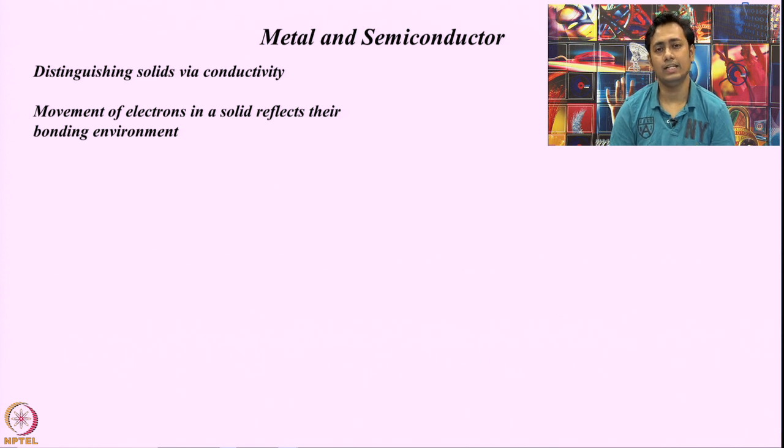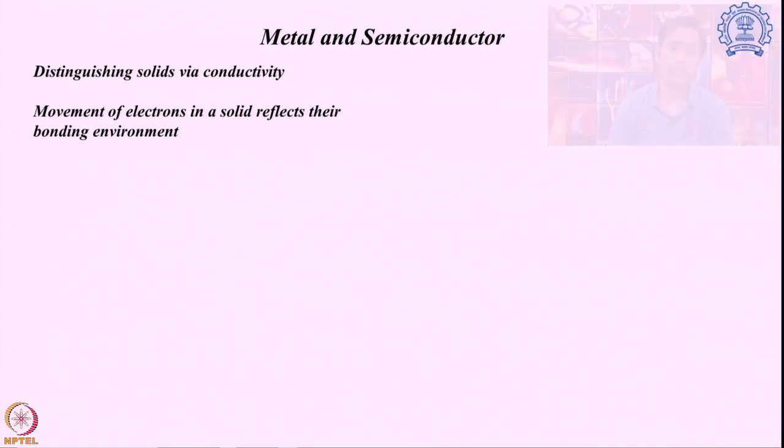So what is electrical conductivity? Electrical conductivity is the movement of electrons through the solid. The conductivity shows how the electrons are moving through the system. So it is nothing but a reflection of the electrons' movement through the solid. At the same time, it provides us information about the bonding environment inside the material.